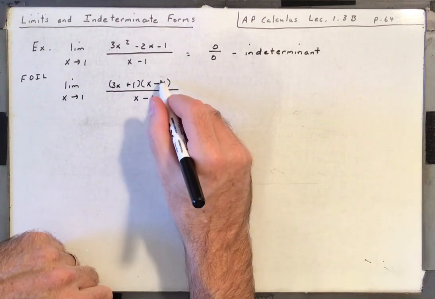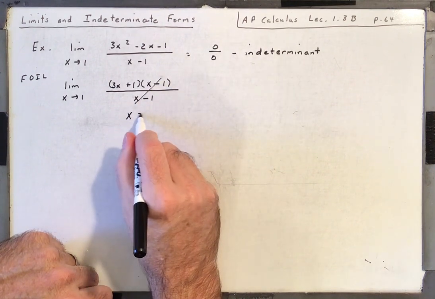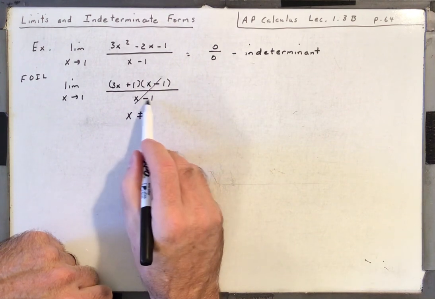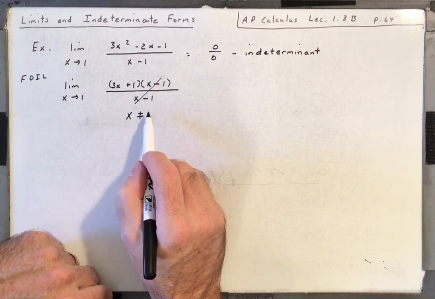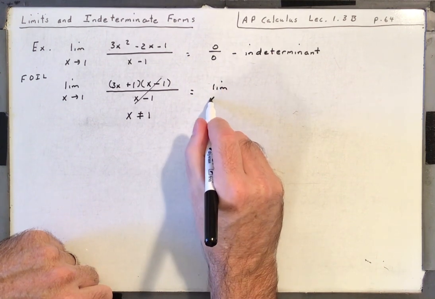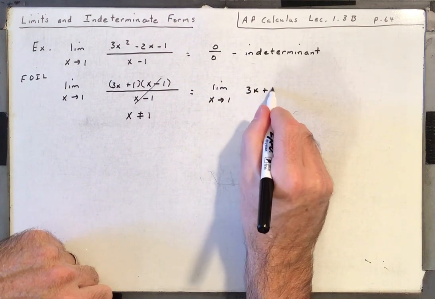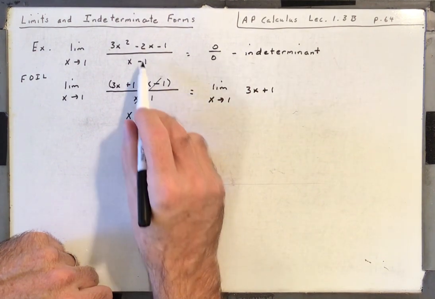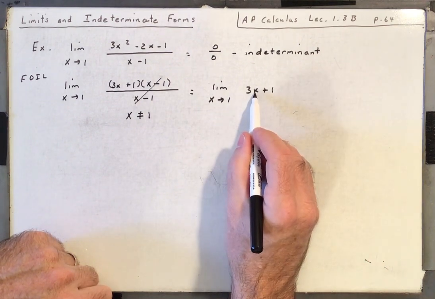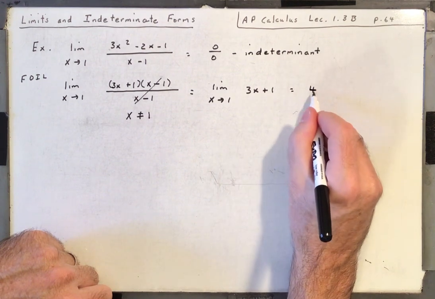You factored it correctly. Now we can cross out the x minus 1 as long as x does not equal what? 1, because that would make the denominator 0. So now we can rewrite this as the limit as x approaches 1 of just 3x plus 1, because that pesky x minus 1 is now canceled out. You can plug a 1 in for x, and that's just going to be 3 plus 1, and the answer is 4.